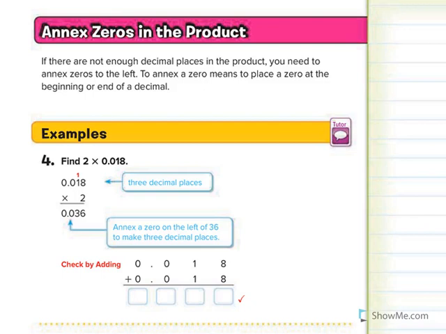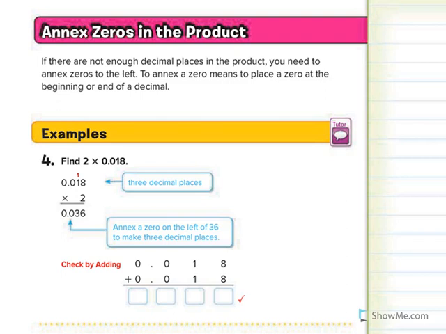In these next examples, we're going to see a skill called annexing zeros in the product. We've already seen that when adding and subtracting decimals, because we've had to add zeros so that they all have the same amount of decimal places. But now we're going to be annexing zeros in the product, which means we're just going to be adding zeros or placing them either before or after numbers in the product.